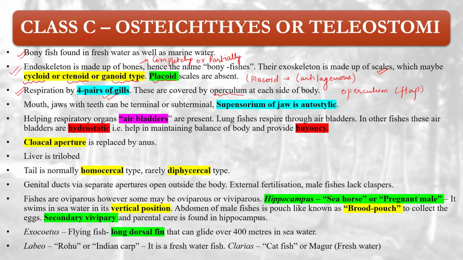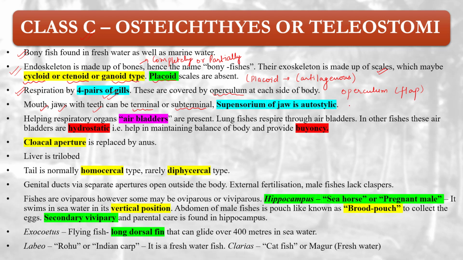Now, cartilaginous fishes are also known as Elasmobranchii, and the bony fishes are also known as Teleostomi. Next, the jaws are with teeth, and the teeth are terminal or subterminal. In cartilaginous fishes, the arrangement of teeth was ventral, meaning it was proximal.